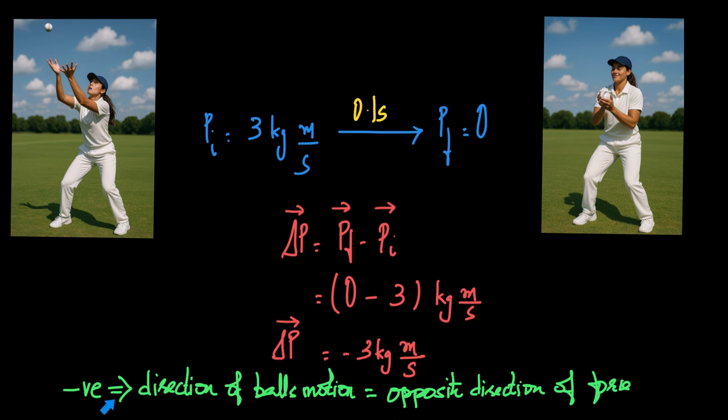Now, we get a negative change in momentum because the direction of the ball's motion is opposite to the direction of force. That, of course, is something very clear to you. And we have also assumed that the ball is coming horizontally and is being stopped exactly using a horizontal force, or the ball is dropping vertically and is caught vertically like this. Okay? Right.